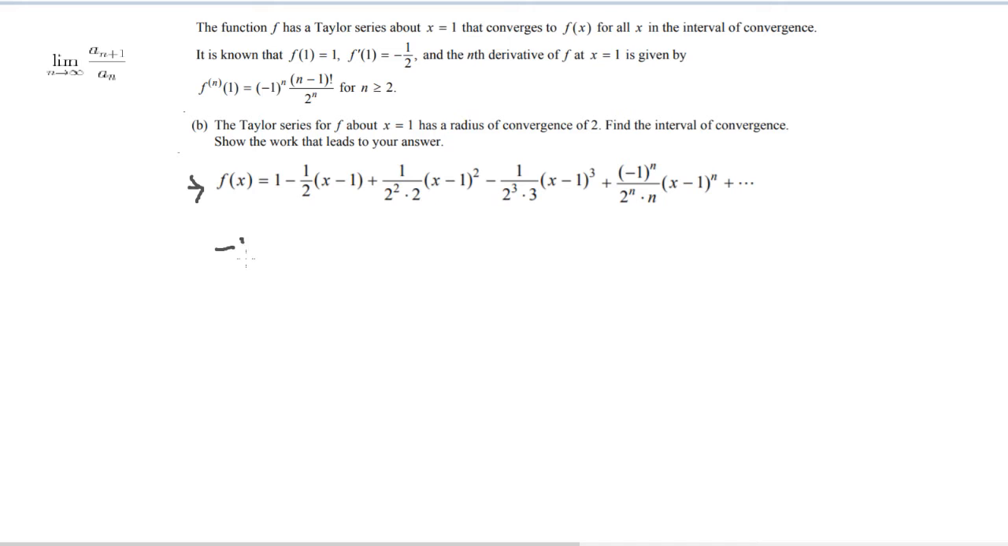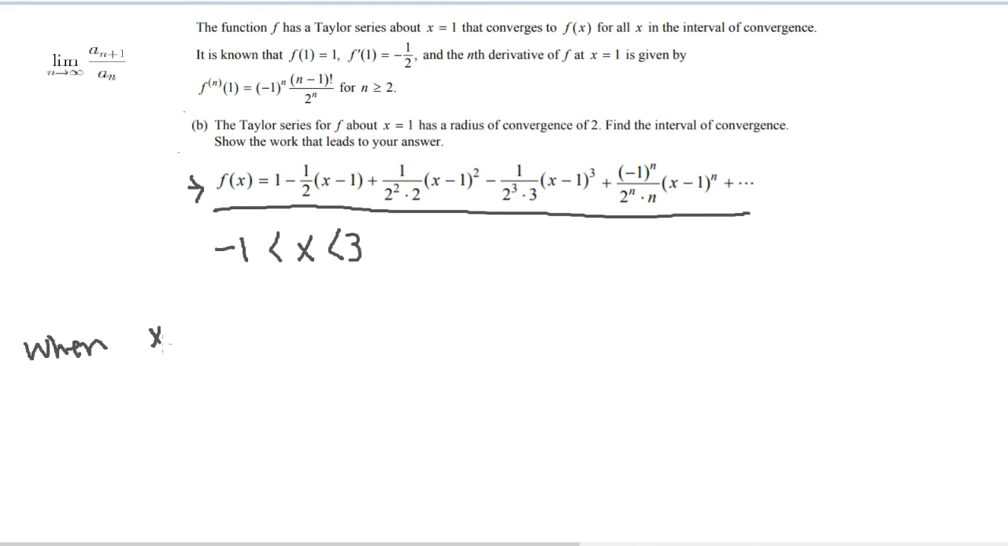So we got the interval, x is greater than negative 1 and less than 3. And like I said, this is the rough draft. To check the endpoints, we have to use the equation that we solved from part A. So when x equals negative 1, we just need to plug the x value negative 1 into here and see if the series converges. If it does, then the interval will include the point, and if it does not, then it will not include the point.